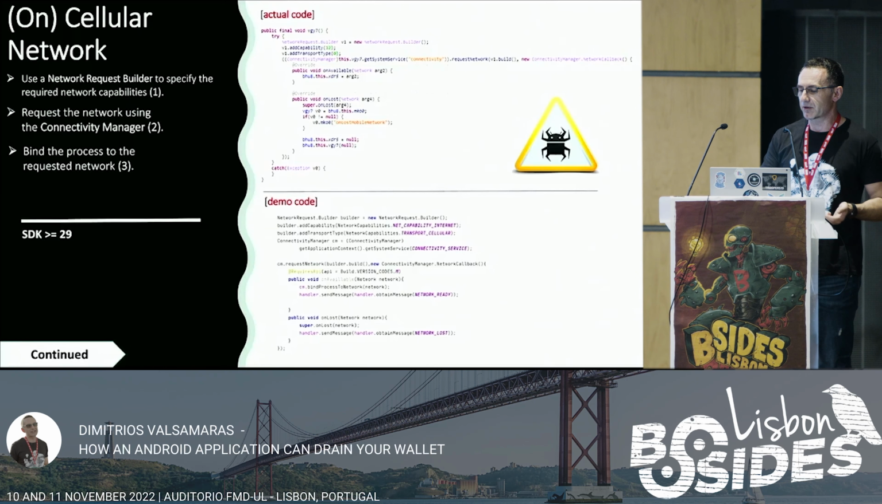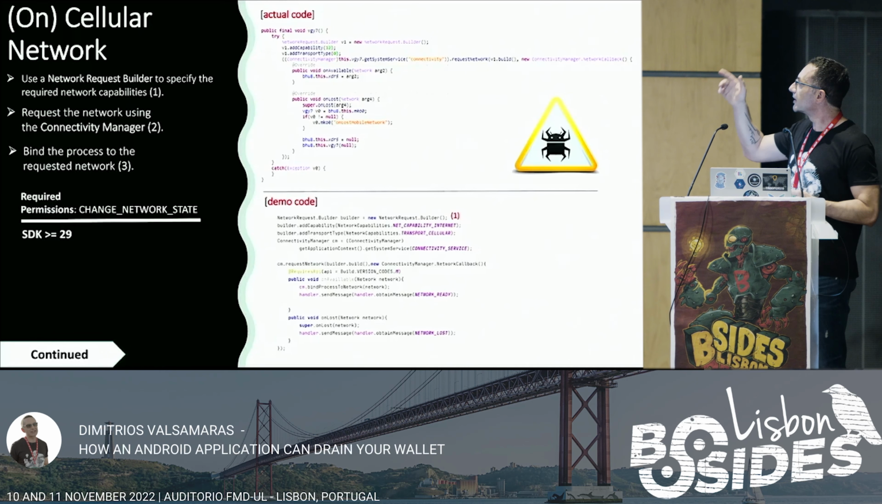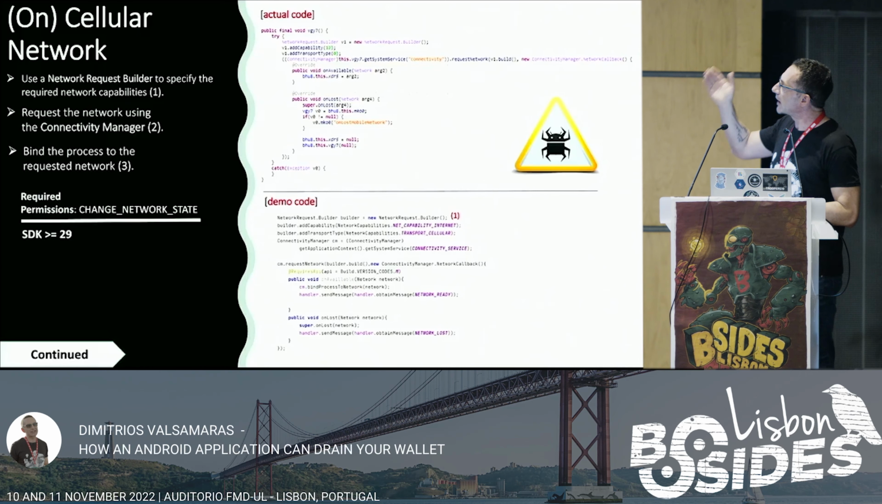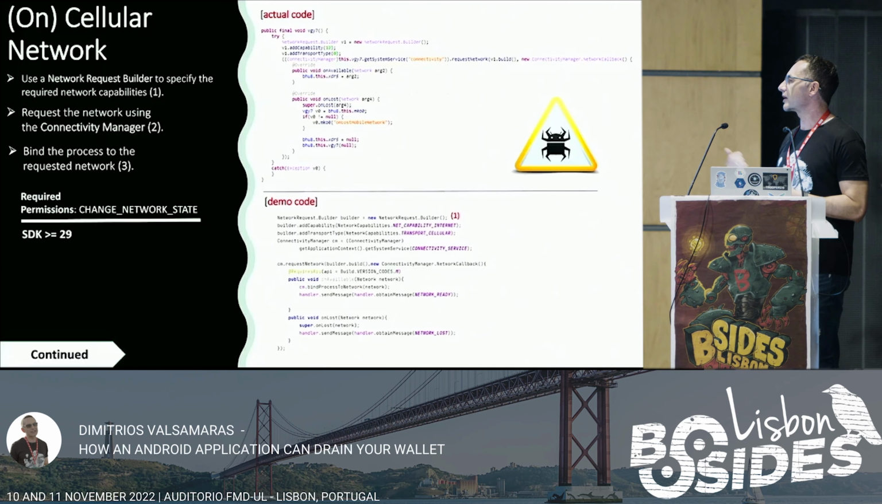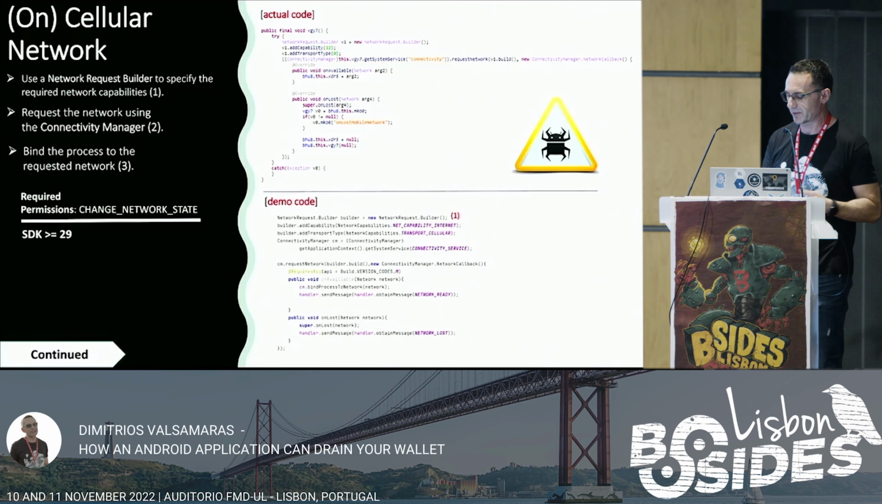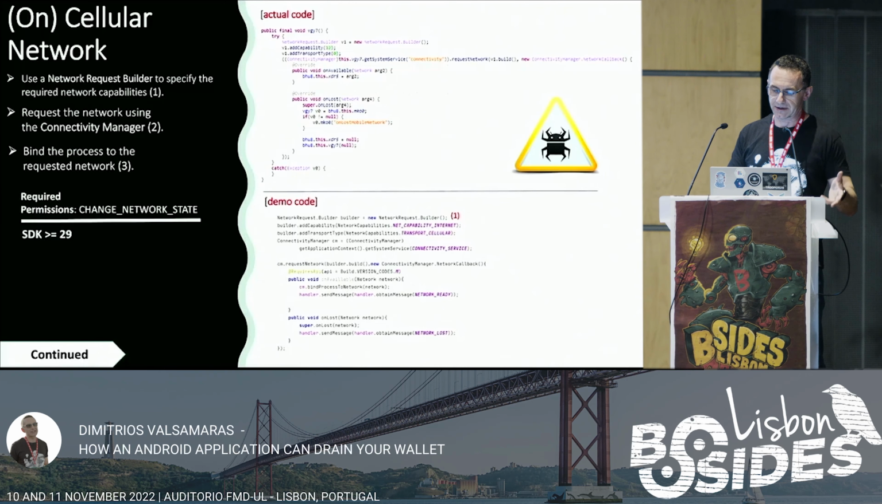Again, here on the right side, I have an example of how this flow goes. On the upper side, I have the actual code, while on the lower one, I have a demo code, which is easier to read. It's not obfuscated. So create a NetworkRequest Builder object and define some capabilities there.